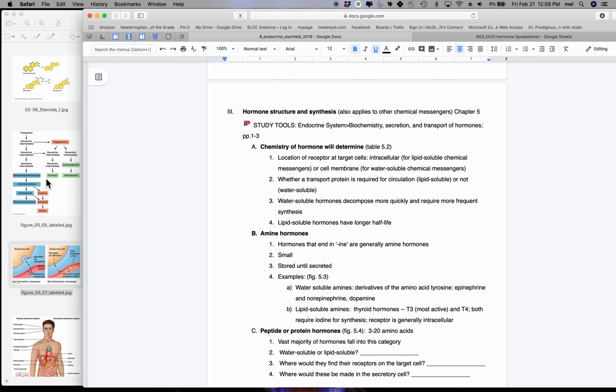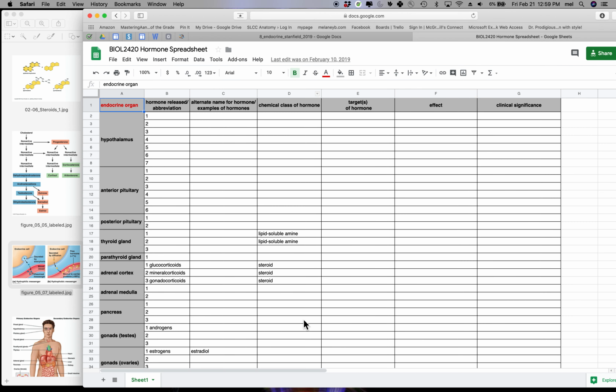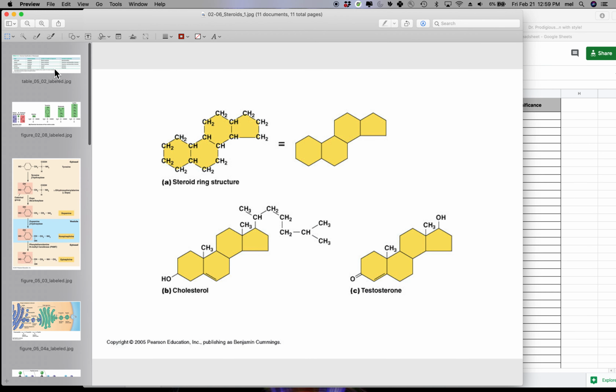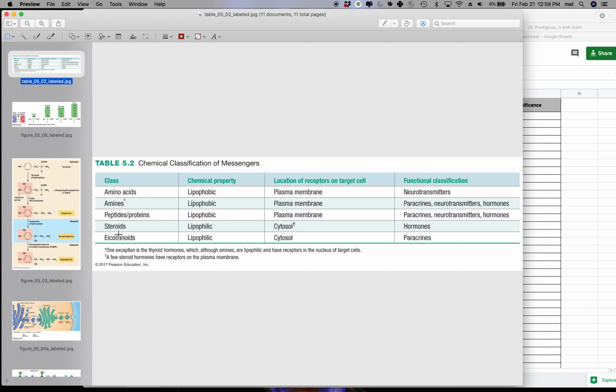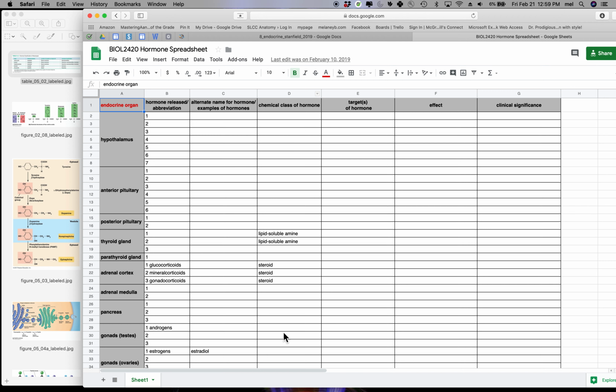So the hormones under this column right here, chemical class of hormones, you are going to have 3 possibilities and then one little sub possibility. The possibilities are going to be, again, back to here, steroids, peptides and proteins I'm going to put together. And then there are 2 different forms of amines. There's a lipid-soluble amine and a water-soluble amine. So down this column, every single hormone is either going to be a peptide, a steroid, a lipid-soluble amine, or a water-soluble amine. Okay, so 4 possibilities really.